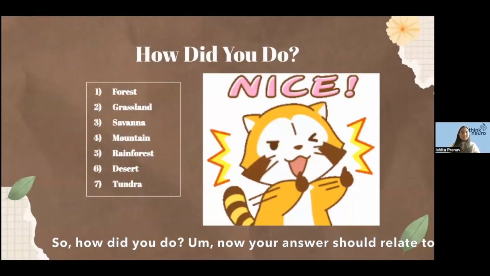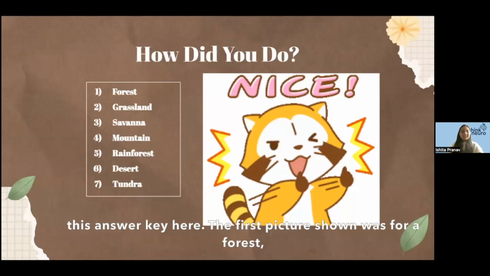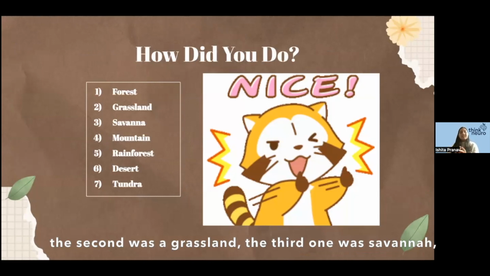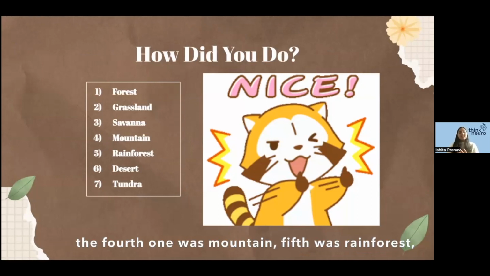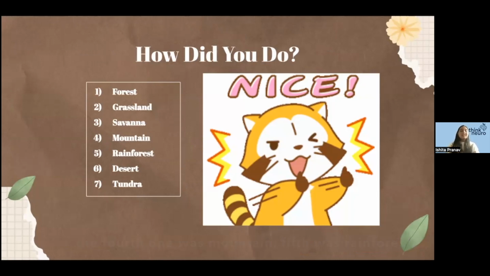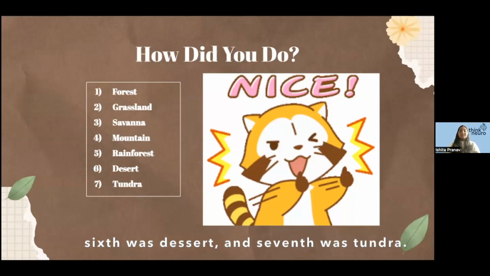So how did you do? Now your answer should relate to this answer key here. The first picture shown was for a forest. The second was a grassland. The third one was savanna. The fourth one was mountain. Fifth was rainforest. Sixth was desert. And seven was tundra. I bet you all did really good.